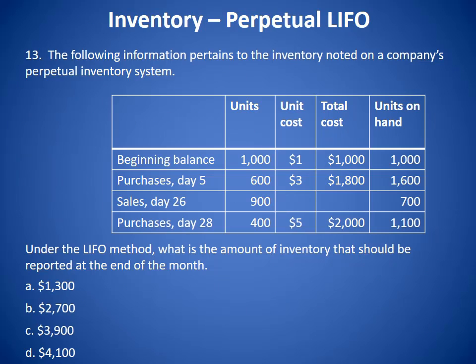Of course, we cannot leave LIFO without at least one multiple choice question on calculating perpetual inventory under LIFO valuation. So here we're given the following information. It pertains to the inventory noted on a company's perpetual inventory items, and we're given our units, the unit cost, total cost, units on hand. Some of this is useful, some of it isn't. Then we have our beginning balance and our transactions, and what it asks you to do is, under the LIFO method, what is the amount of inventory that should be reported at the end of the month.